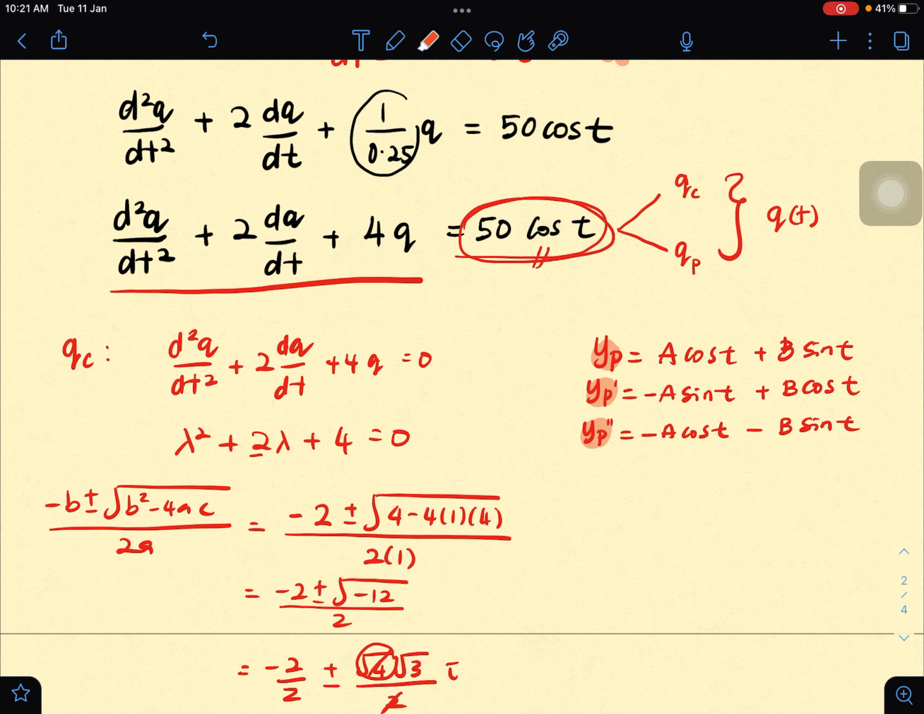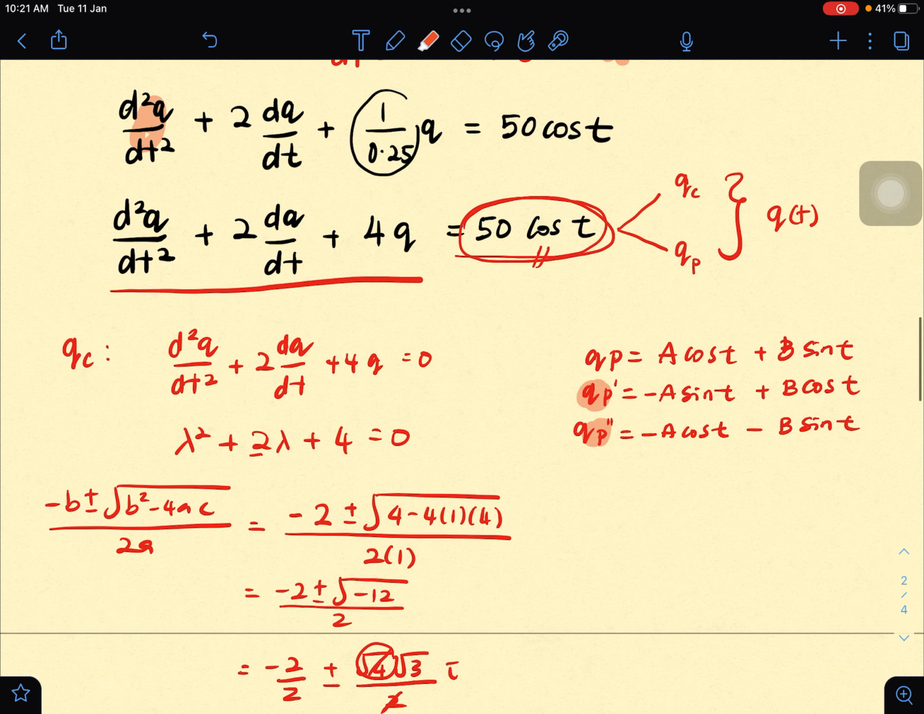Okay, sebenarnya bukan YP, sorry, QP, silap lagi. Sebab kita punya variable sekarang adalah Q. So semuanya adalah Q. Okay, QP, QP prime, QP double prime. Okay, so QP dengan Q adalah benda yang sama. So sekarang kita ada double prime, ganti dekat double prime.